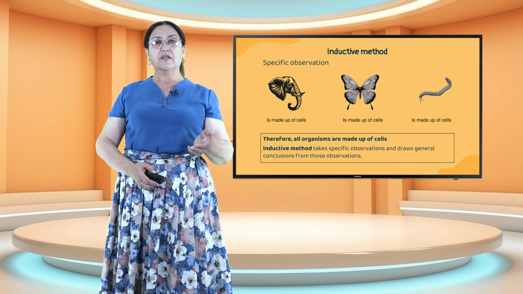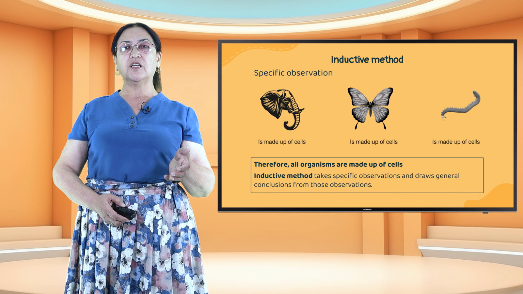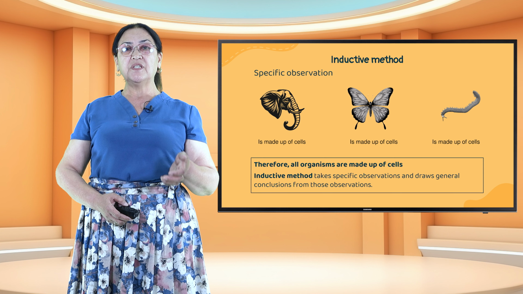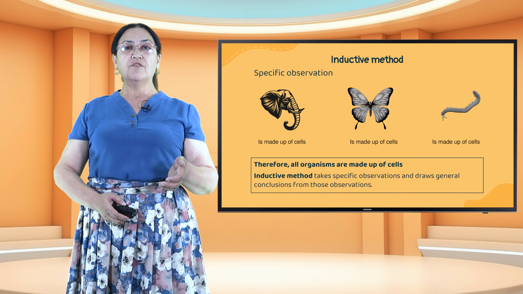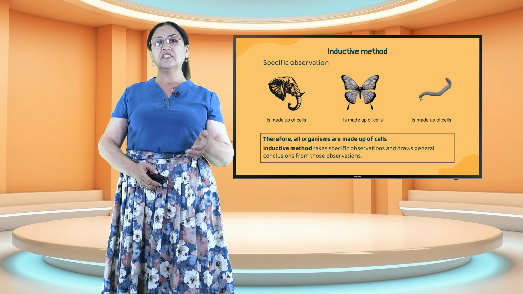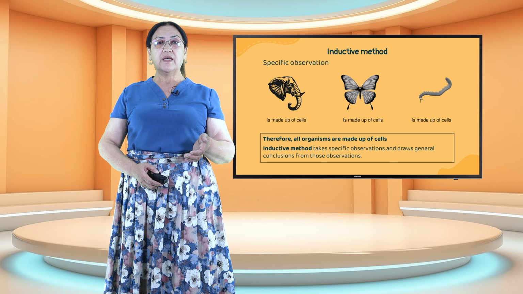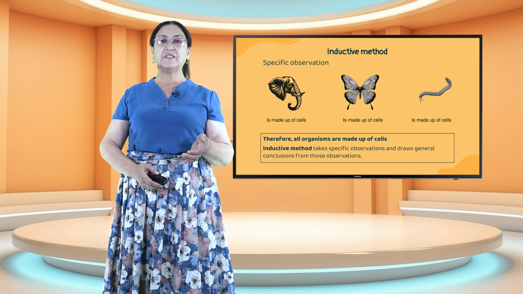In the inductive method, an elephant is made up of cells, or a snail is made up of cells, or a butterfly is made up of cells. Here are the specific observations. Therefore, all organisms are made up of cells. So, the inductive method takes specific observations and draws general conclusions from these observations.